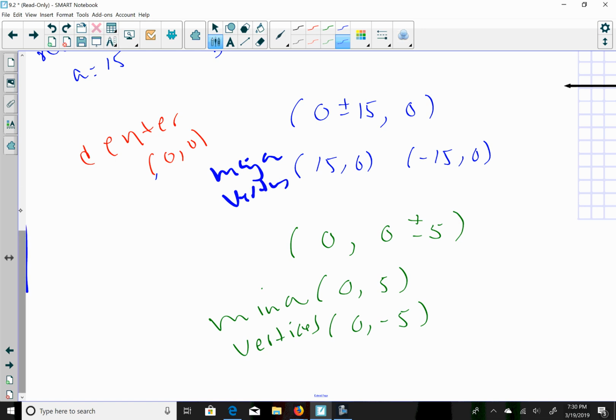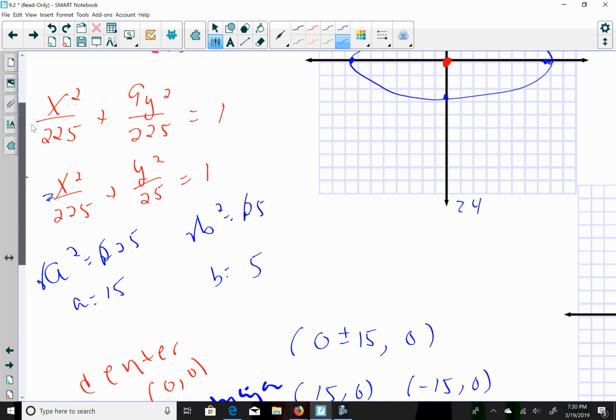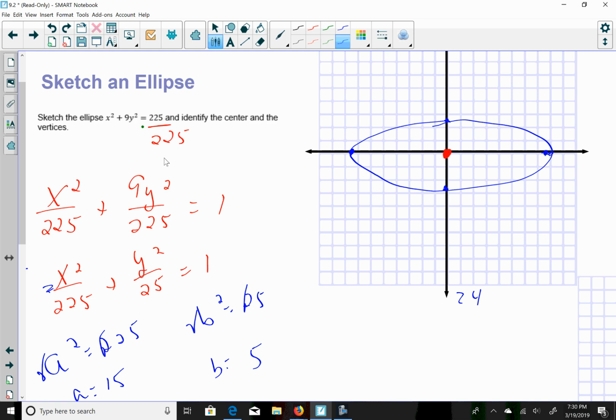And that's my graph, and that's my labeling of my center and my vertices. It does not ask me for the foci, so I'm not going to go ahead and find that. I'm just going to move on.